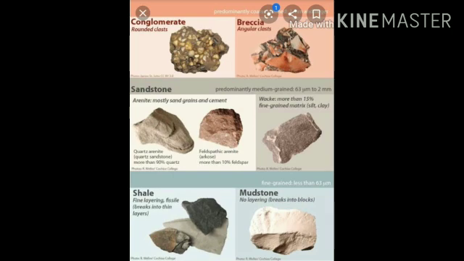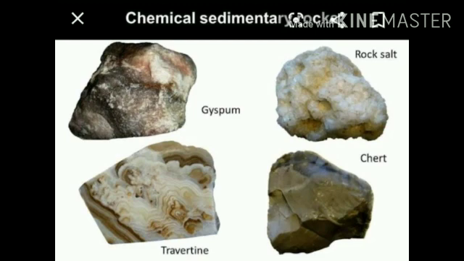Different types of colors can also be seen in the mechanically formed sedimentary rocks. Siltstone consists of the deposition of silt, deposits of clay, etc. Now the second is the chemically formed sedimentary rocks.